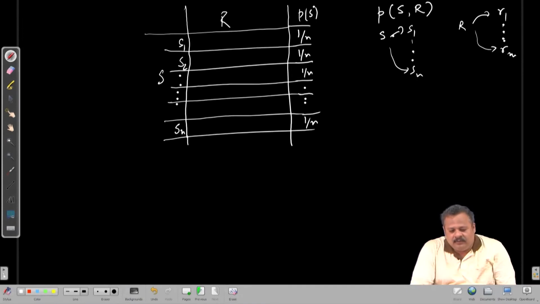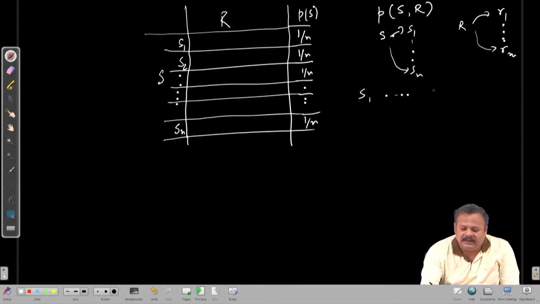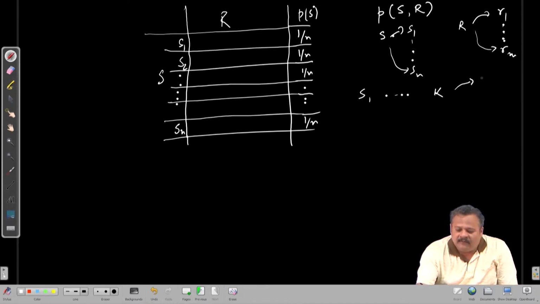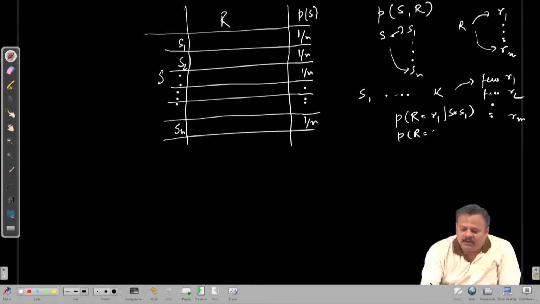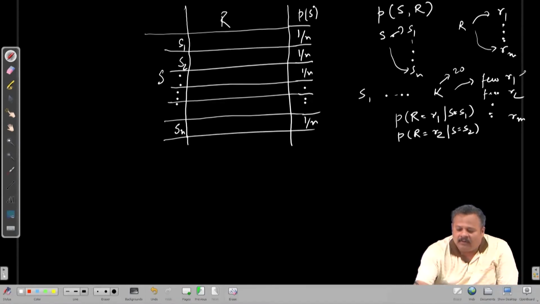Now, in the experiment, what are we doing? We present the stimulus S1, let us say capital K times, and in each of those K times we observe a few times R1, a few times R2, and so on up to Rm. Based on these values, we get an estimate of the probability of response R equals R1 given S equals S1, and probability of R equals R2 given S equals S2. Let us say our K is 20 and the number of times we observe R1 for stimulus 1 is 2, then this turns out to be 1 by 10, and let us say we observe R2 0 times, so this becomes 0.